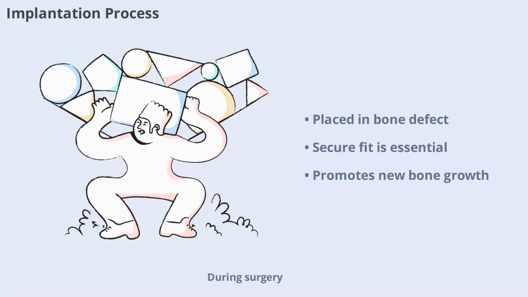During surgery, the allograft is placed into the bone defect or area needing repair. The surgeon ensures that the graft fits securely and is in close contact with the patient's own bone. Over time, the body's natural healing processes will incorporate the graft, leading to new bone formation and restoration of function.